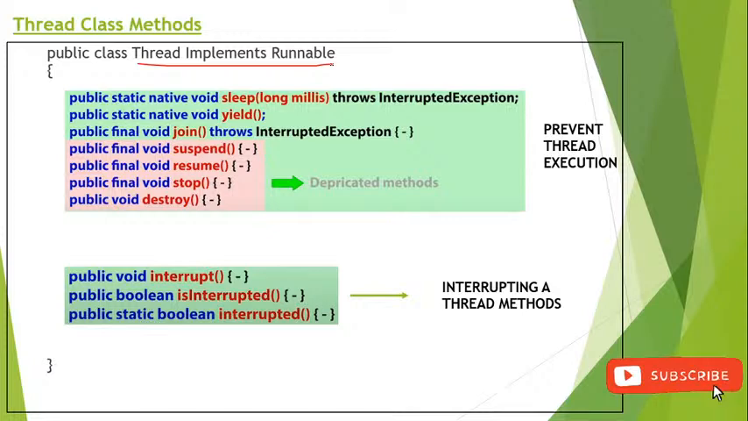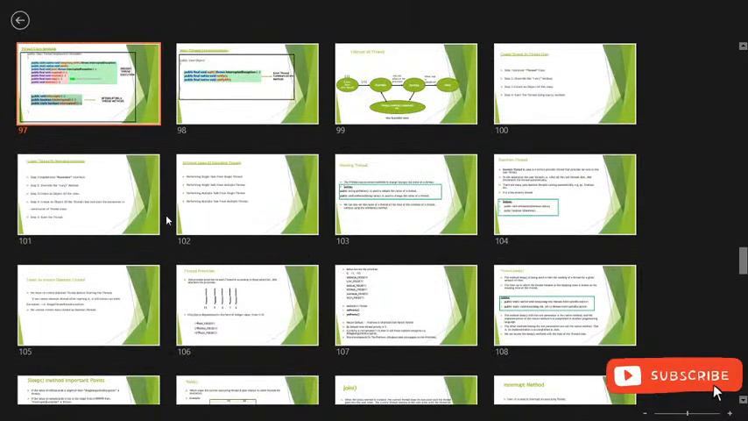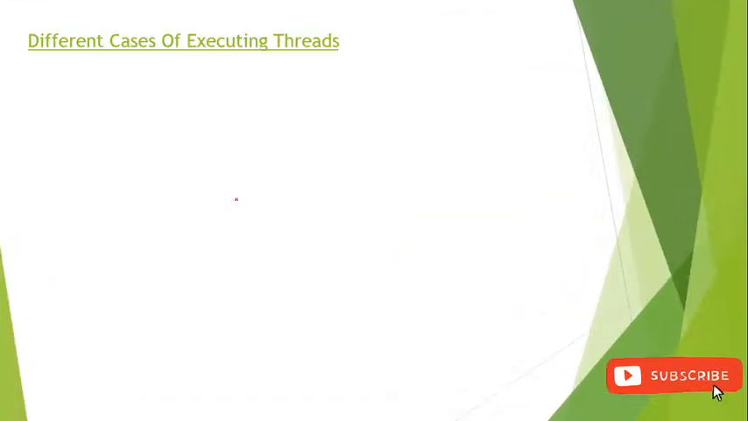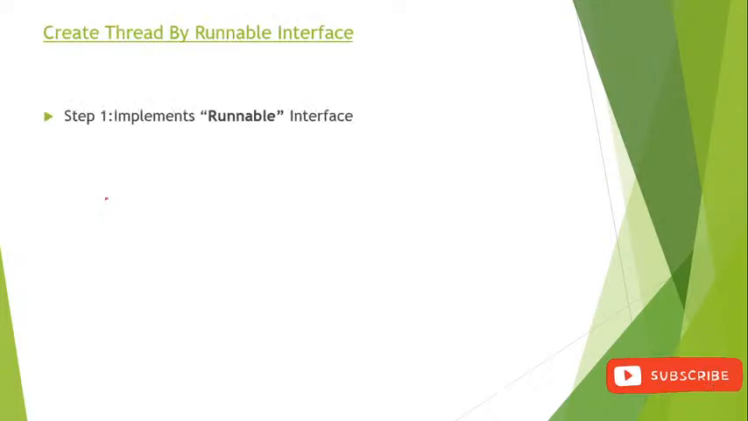Now we will see how to create a thread by using the Runnable interface. We just saw how to create a thread using the Thread class. Now we will see how to create a thread using the Runnable interface. There are steps here. So what is the first step? First, we have to implement the Runnable interface.